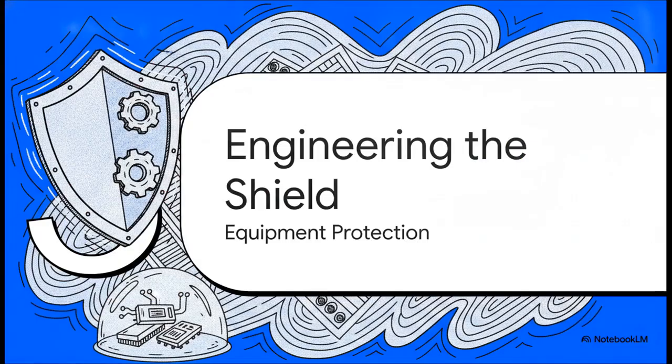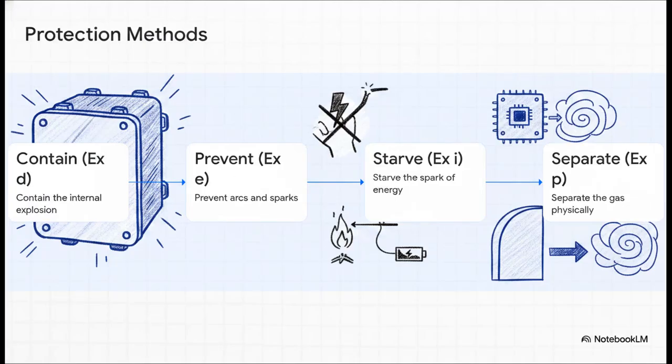Which brings us to Section 3, engineering the equipment shield. So, once we know exactly what zone we're in, how do we actually build the equipment to survive there? Well, this perfectly illustrates the 4 primary philosophies engineers use to protect gear in explosive zones. You can contain the explosion, prevent the spark entirely, starve the spark of its energy, or physically separate the gas from the electronics. Let's break down the most common ones.